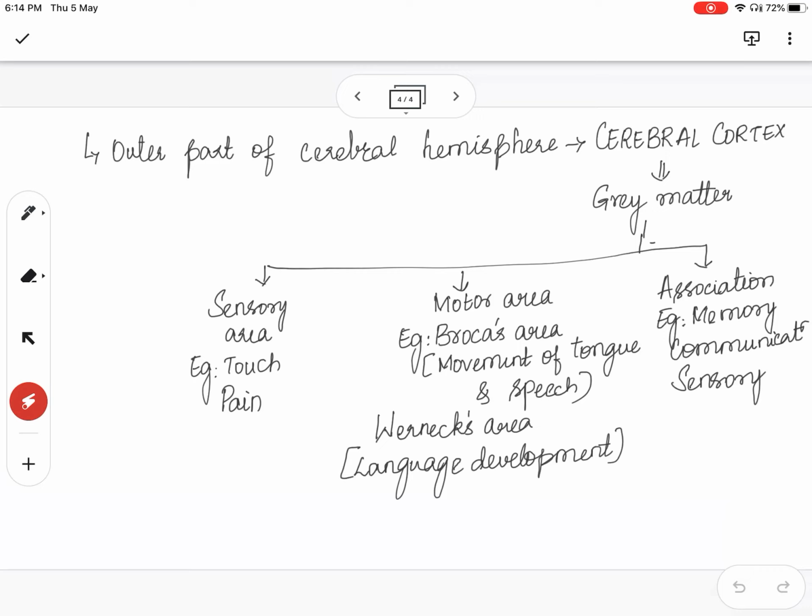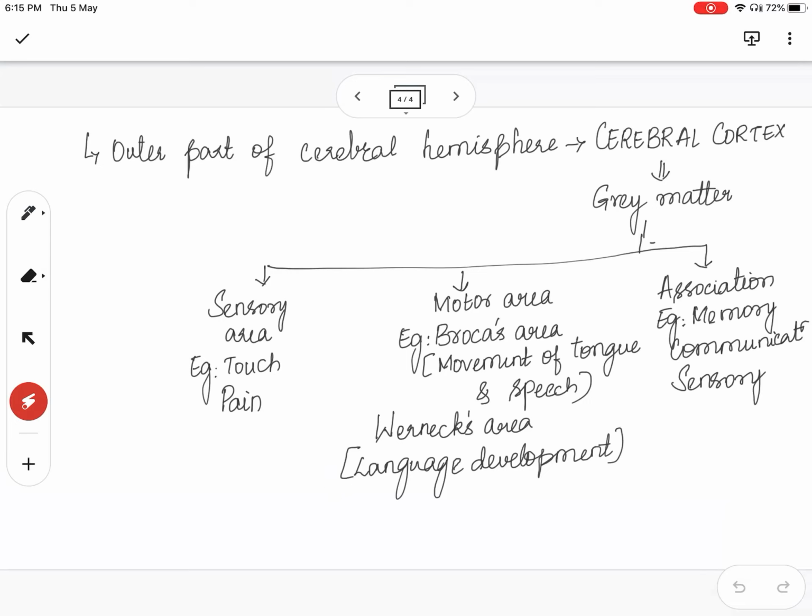Sensory area analyzes our sensory impulses, that is touch, pain, or temperature. So that is the work. Then coming to motor area, this is very, very important. The examples I've mentioned: one is Broca's area. I'll tell you in further videos where these areas come. Broca's area basically helps in the movement of the tongue and speech. These questions have come, so make sure you remember this thoroughly.